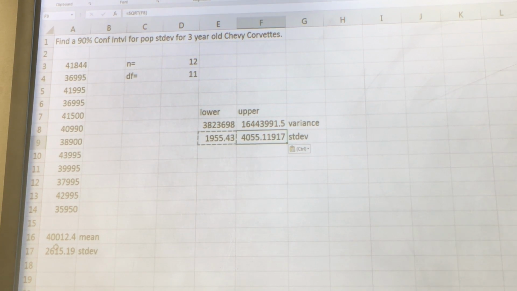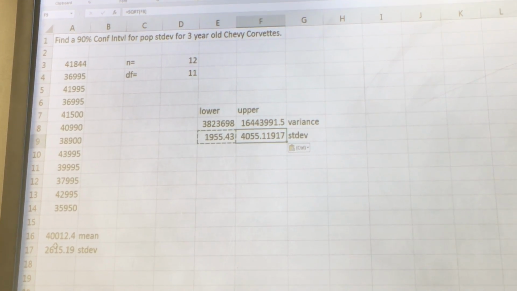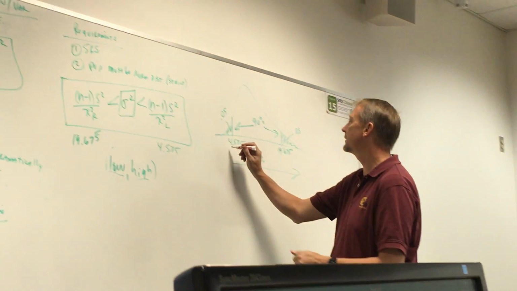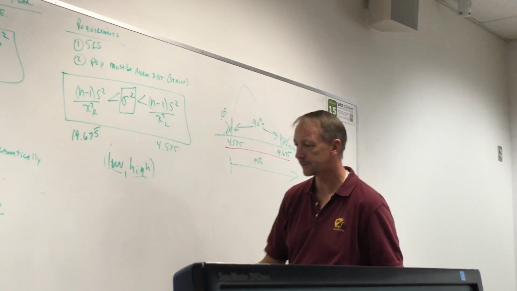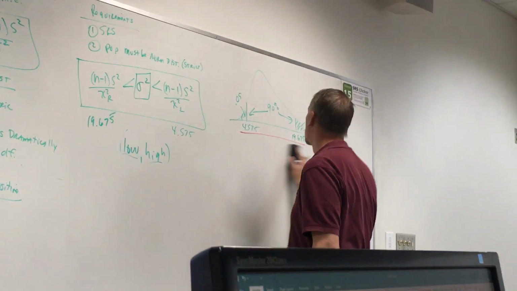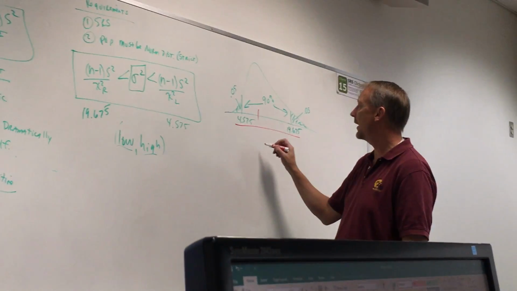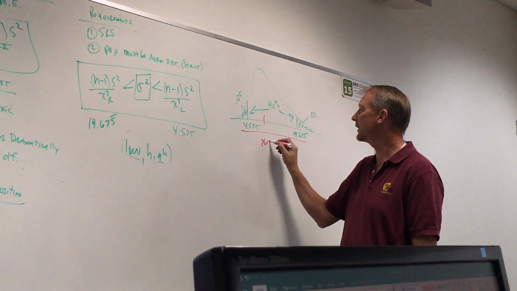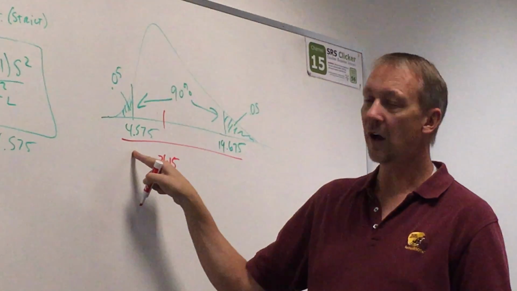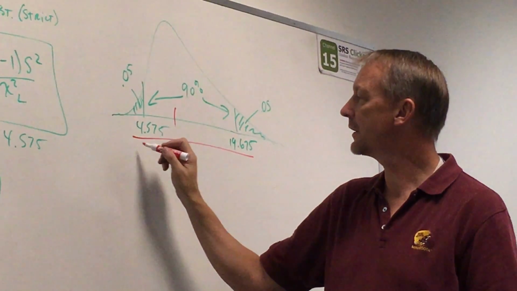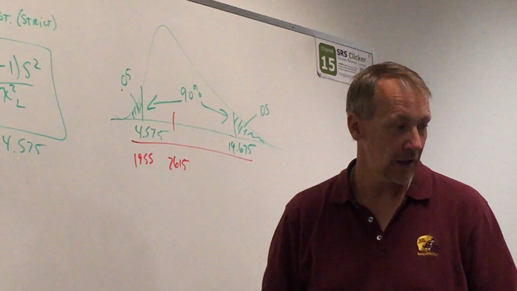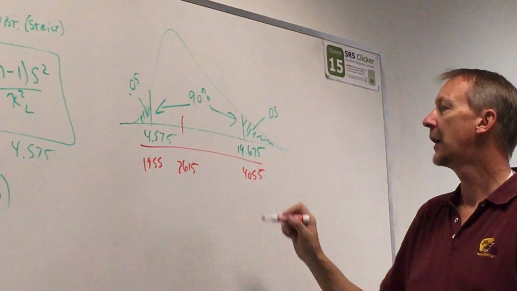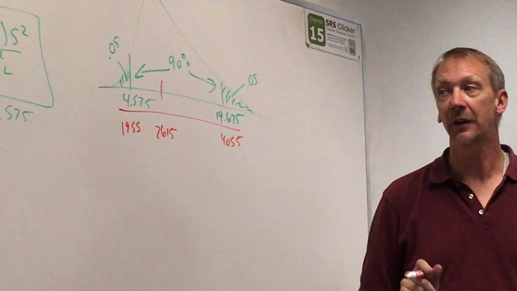So essentially what I've done here, if I draw this on here, I'll pick a different color, so those are my values. I got a value, so my standard deviation was about 2615. On the low side, it would be 1955. On the high side, it's going to be 4055.